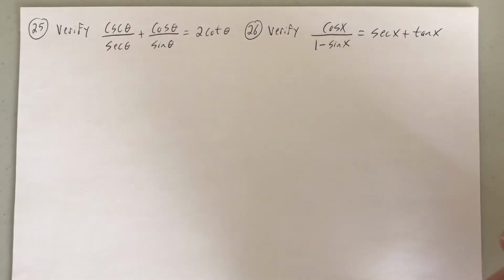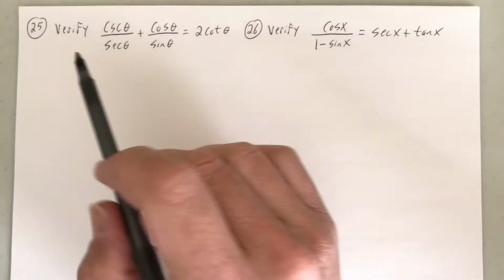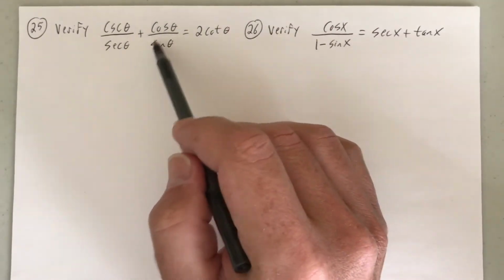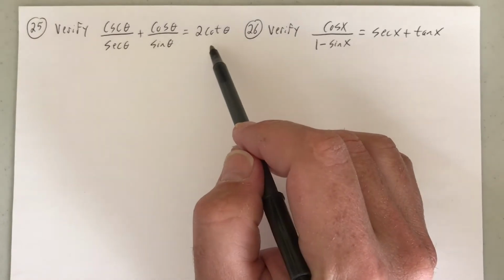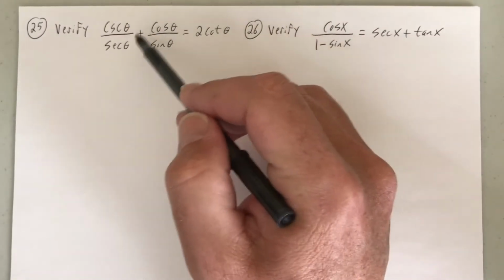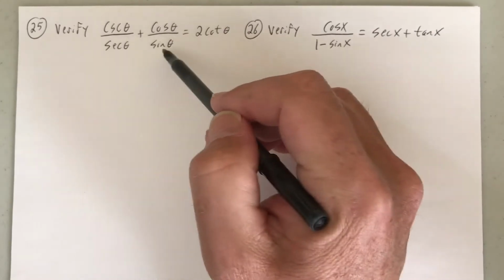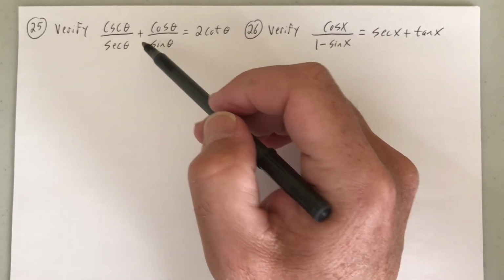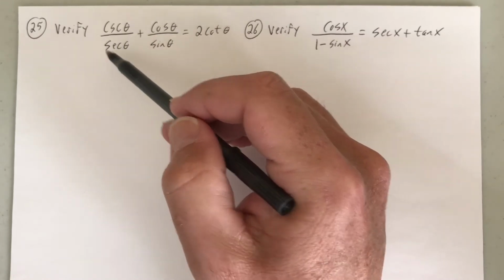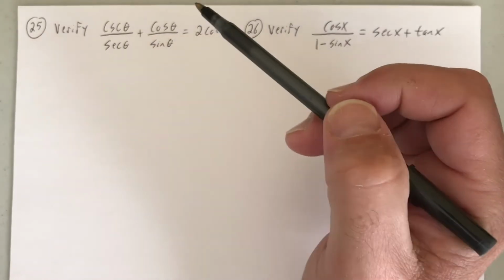All right, so continuing on with verifying the trig identities. So you see with number 25 here, this is what we want to verify. I'm probably going to work this side to get it to equal 2 cotangent theta. So if I'm going to do that, I need to get these two together, which I could do with a common denominator right now. But I'm going to go ahead and try to simplify this first and get into sines and cosines before doing that. Might make it a little bit easier.